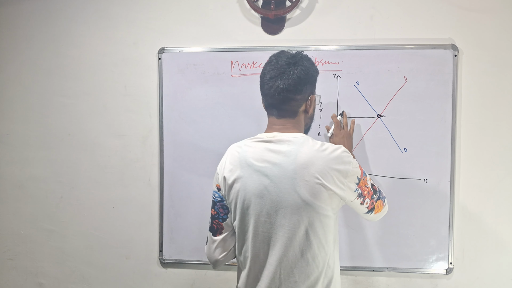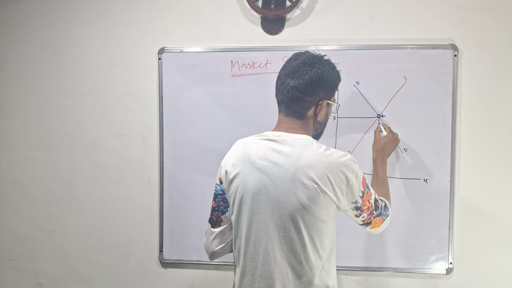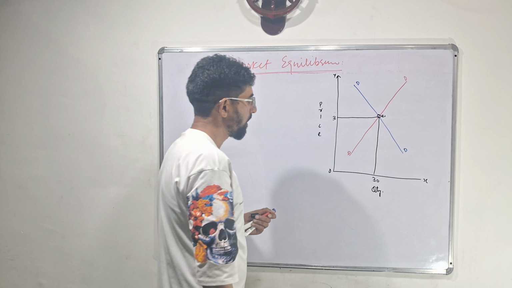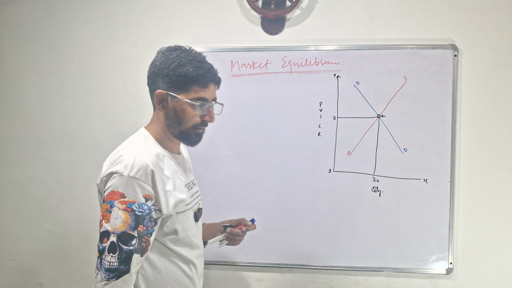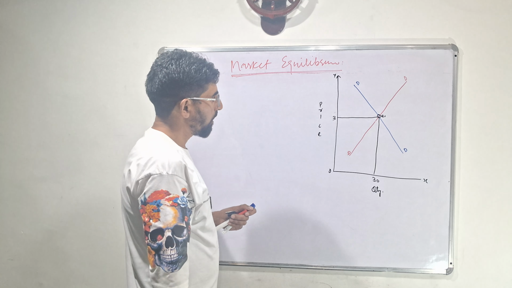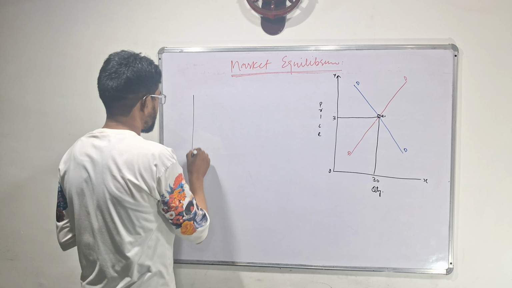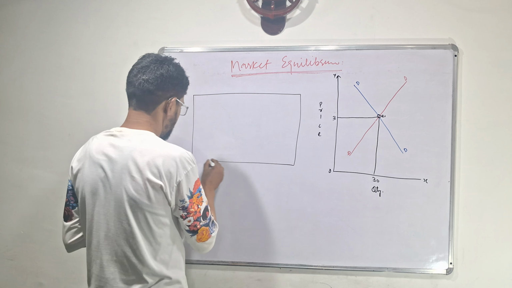Yesterday I showed this variable. I write here 3, and here I write 30. Quantity 30. This is the equilibrium point I showed you in yesterday's lecture. Now I will form a table first so that you can easily understand this concept.